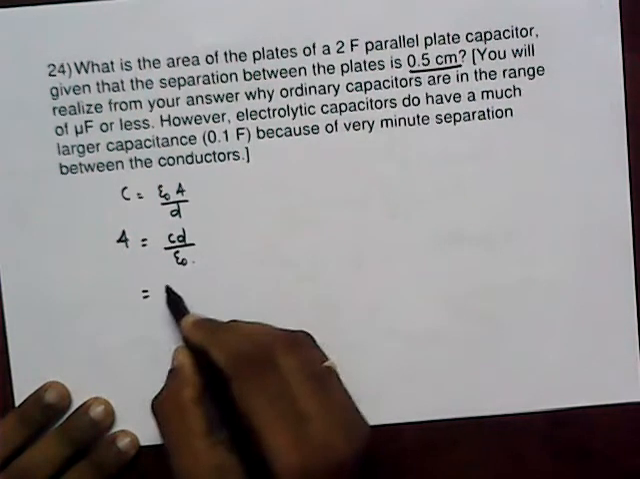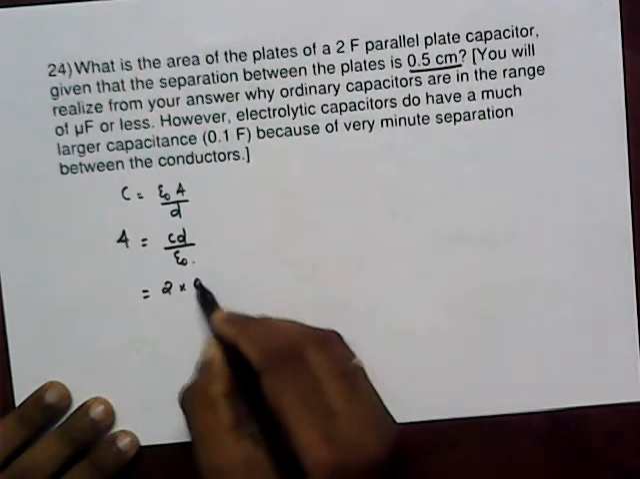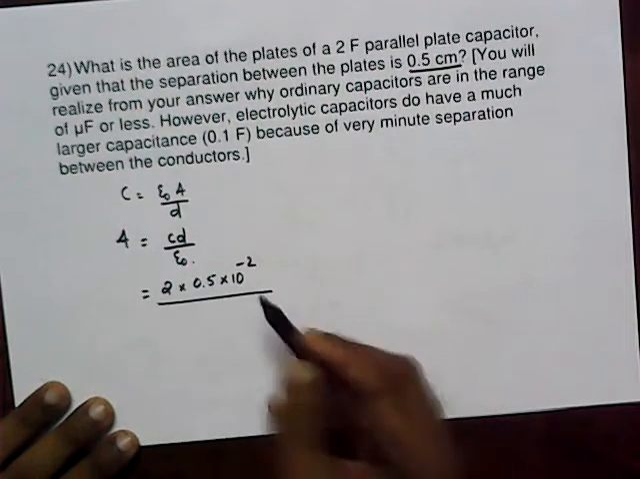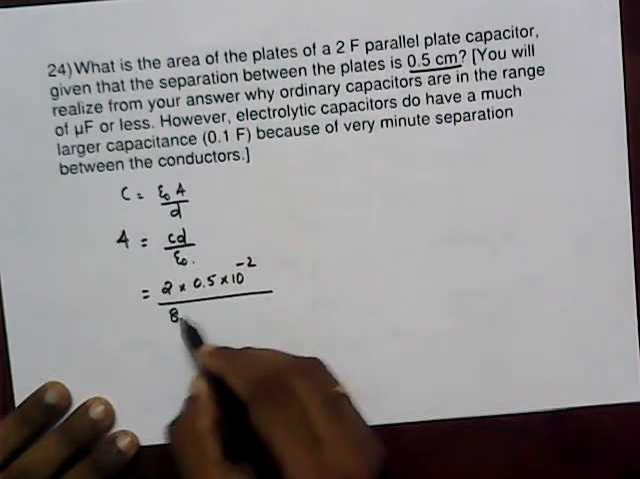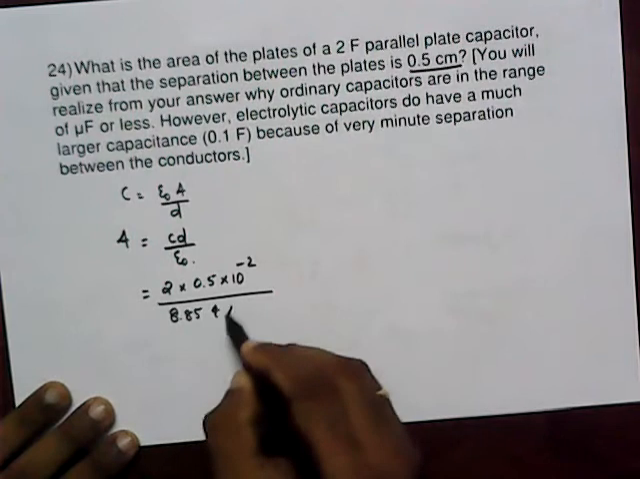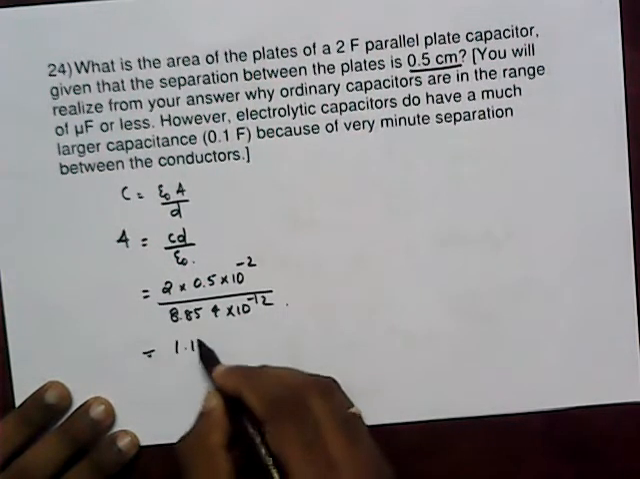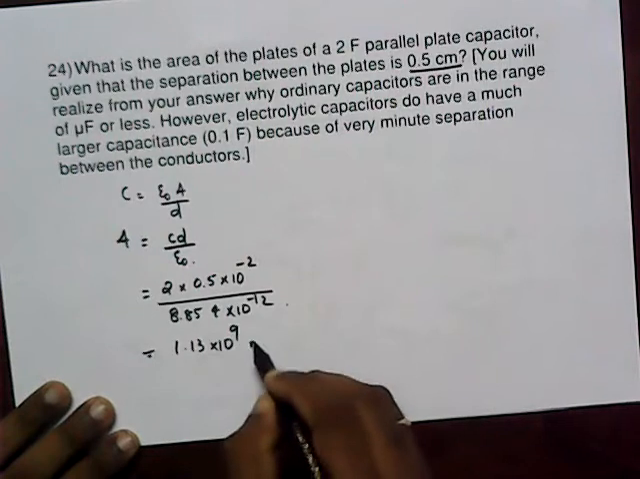So that is equal to, what is C? 2 into 0.5 into 10 raised to minus 2, divided by epsilon 0, which is 8.854 into 10 raised to minus 12. So you get the value as 1.13 into 10 raised to 9 meter square.